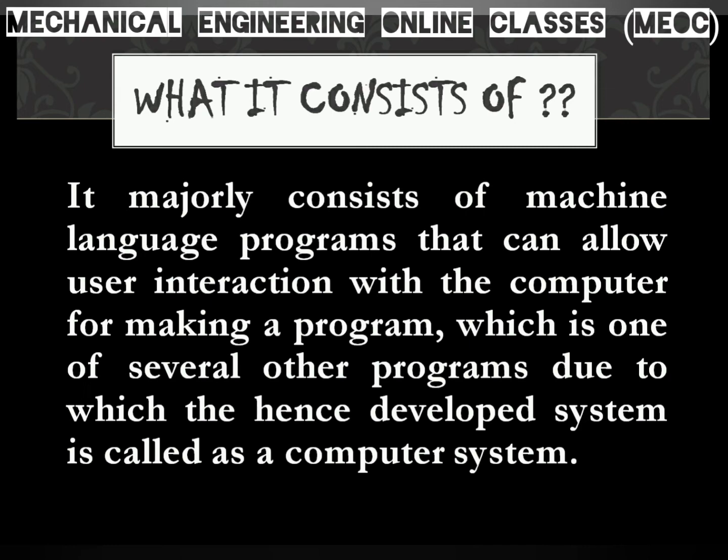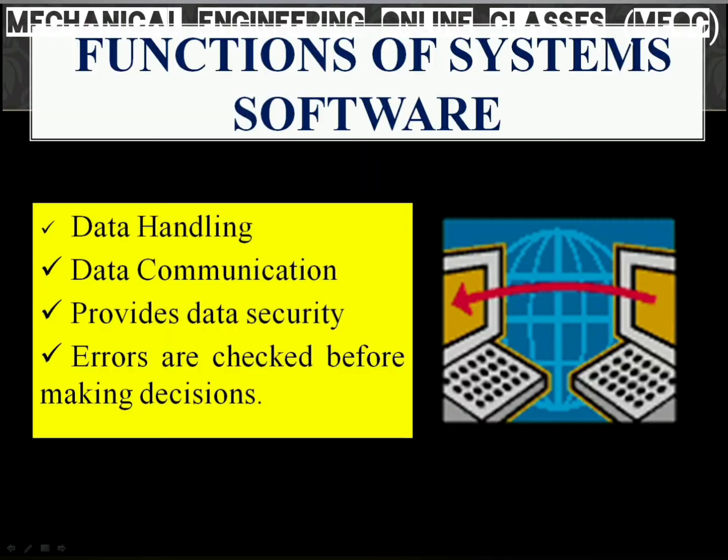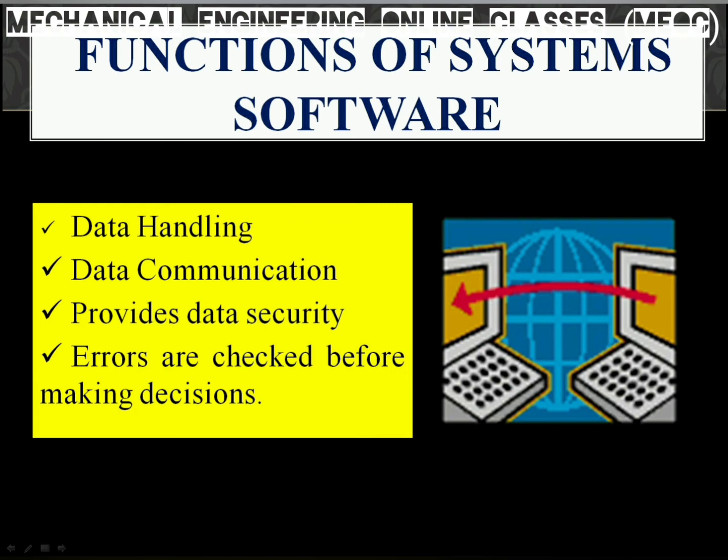Developing system software is really a difficult task because it does very complex tasks. So it is not easily developed by just anybody. It is mostly developed by the computer manufacturers. For example, Windows, Unix, DOS, Linux, and so on. To summarize the functions of system software: the first thing it does is data handling, then data communication, providing data security and error checking before making decisions, and also throwing warnings when necessary.